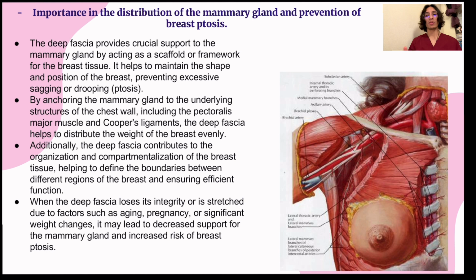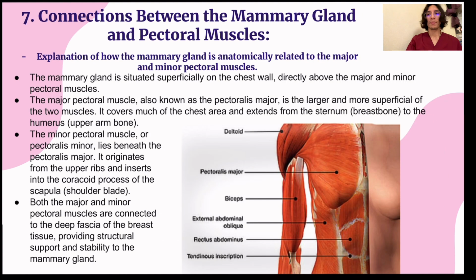Additionally, the deep fascia contributes to the organization and compartmentalization of the breast tissue, helping to define the boundaries between different regions of the breast and ensuring efficient function. When the deep fascia loses its integrity or is stretched due to factors such as aging, pregnancy, or significant weight changes, it may lead to decreased support for the mammary gland and increased risk of breast ptosis, or dropping.